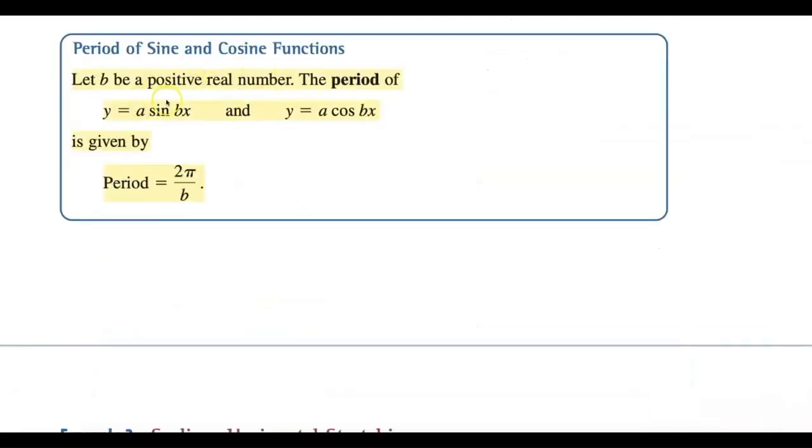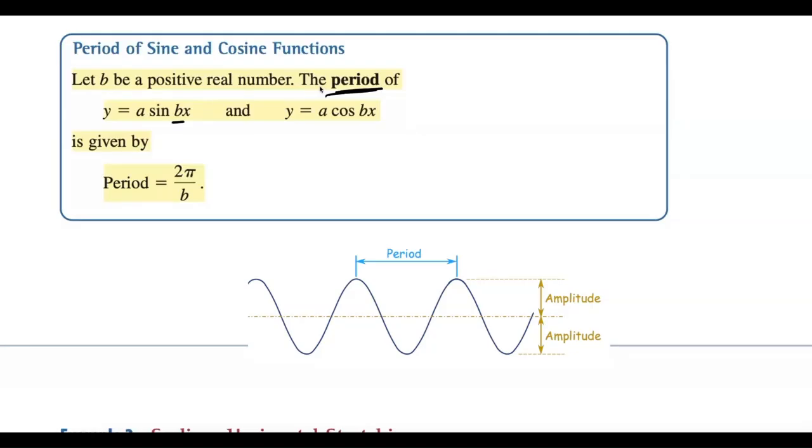Next is period. Period is about how long it takes to repeat itself. There's a formula for it. Period has to do with the number next to your x, the coefficient of the x term. We consider that b, and the generic period is 2 pi. If we want to find the period for any sine or cosine function, it's 2 pi over b.